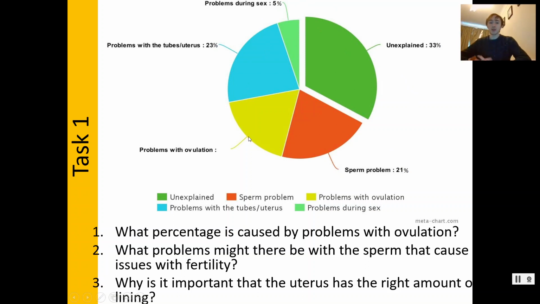What problems might there be with sperm that cause issues with fertility? So sperm problem is 21%. You're looking at things like a low sperm number, not producing enough sperm, producing sperm that don't swim particularly well or swim too slowly, so they die before they reach the egg. Sperm that don't have the right amount of DNA in them, sperm which don't have acrosomes that can burn a hole in the outside of the egg. Loads of different issues. The main issue is with low sperm count though, not producing enough sperm.